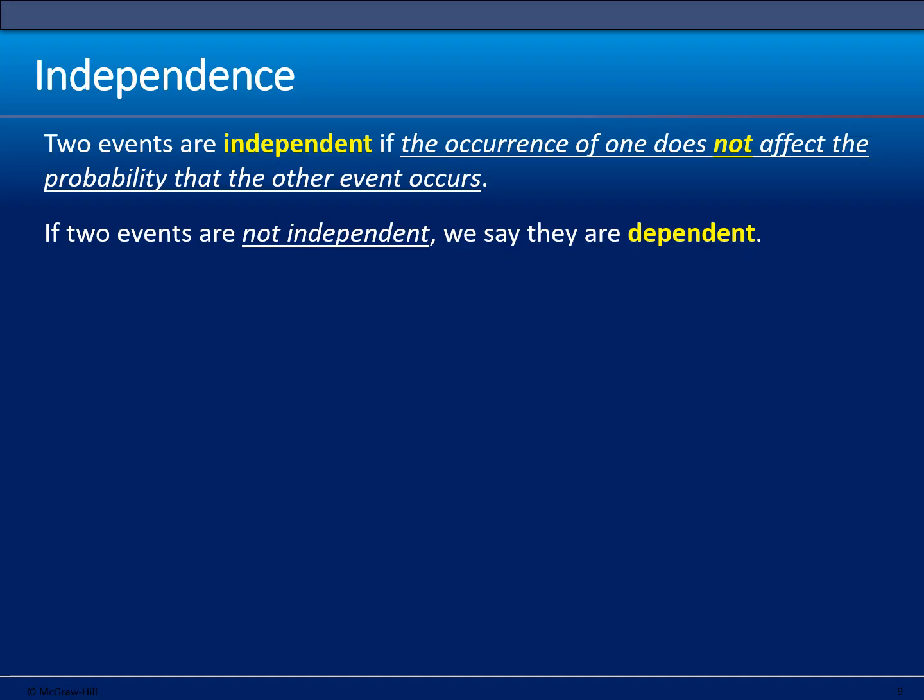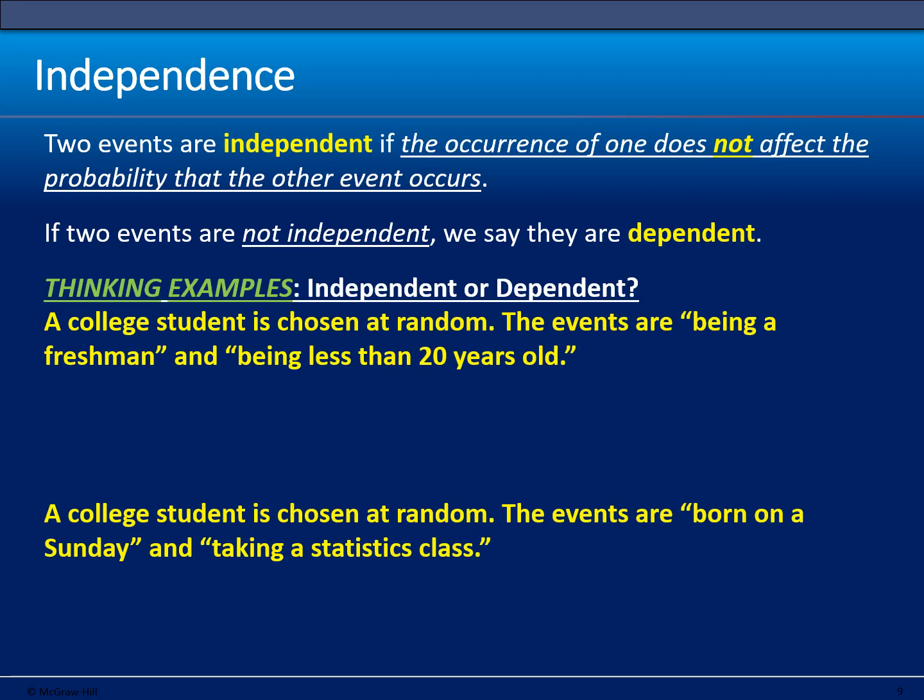Let's look at a different concept now called independence. Two events are independent if the occurrence of one does not affect the probability that the other event occurs. Very simple, very logical. And really we look at if they affect each other. If they don't affect each other, they're independent. If there is any kind of linkage between them, then they are not independent and therefore dependent.